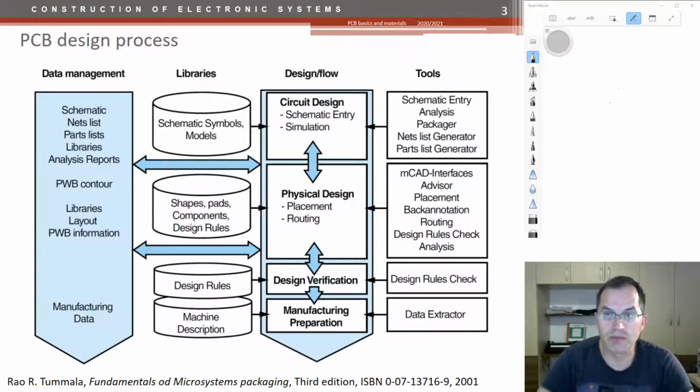So all that is important, and every electronic designer should be aware of what types of materials he or she can choose from, and what are their electric properties.